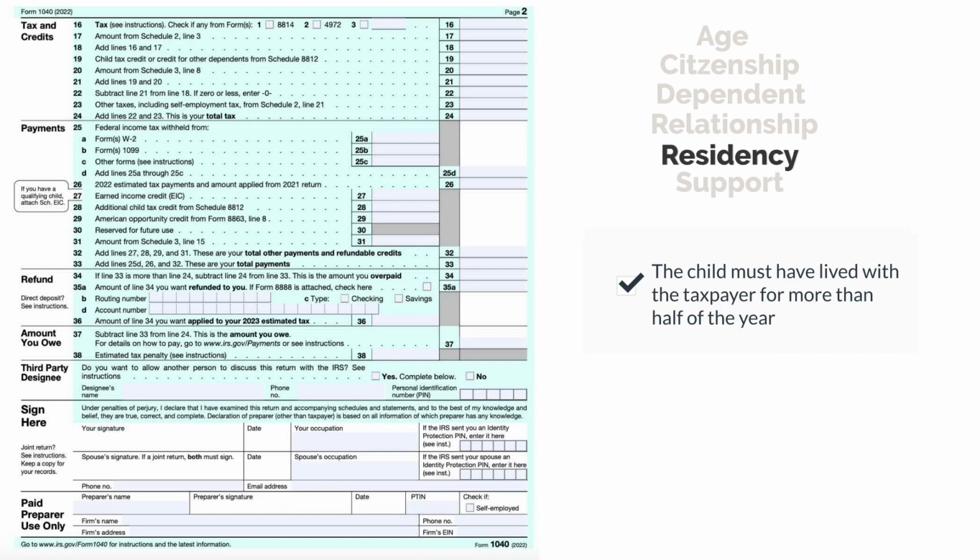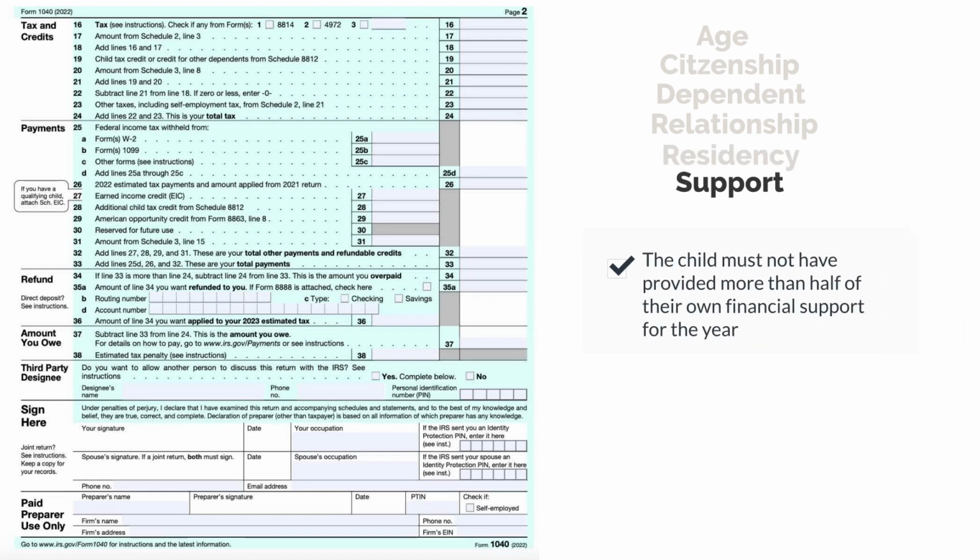Residency. The child must have lived with the taxpayer for more than half of the year, which is at least 183 nights. Temporary absences for special circumstances are generally acceptable, and special rules may apply if they're divorced or for other circumstances. For more details, you can check the instructions for Schedule 8812. Support. The child must have not provided more than half of their own financial support for the year.